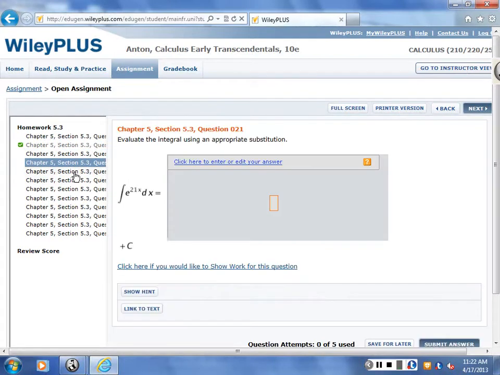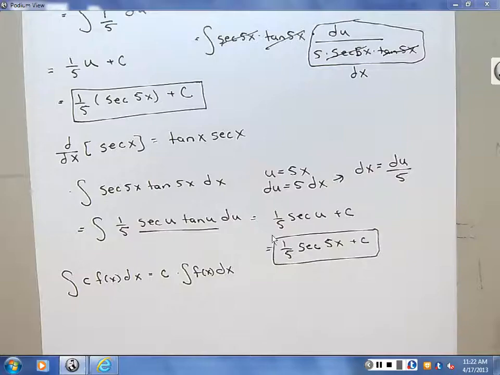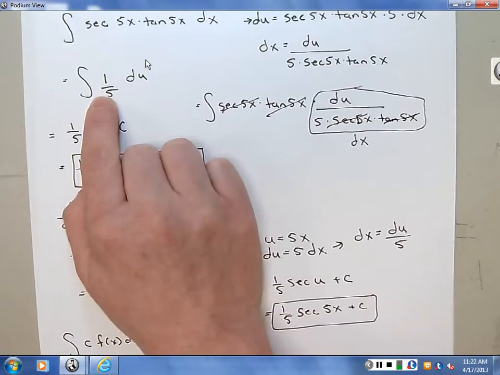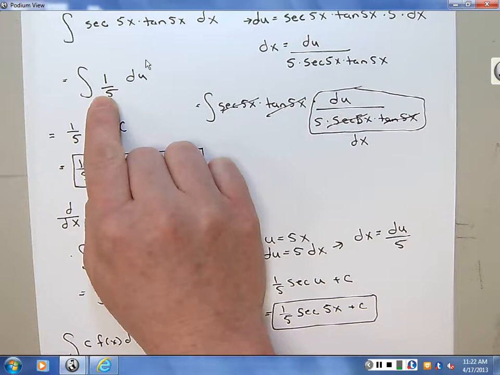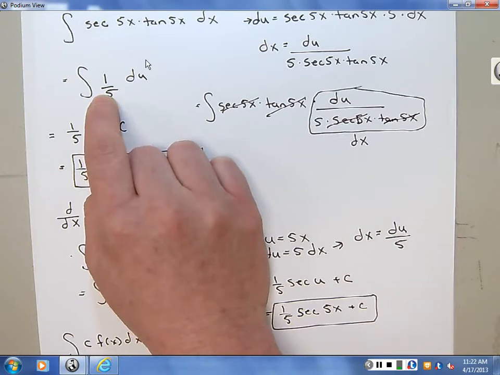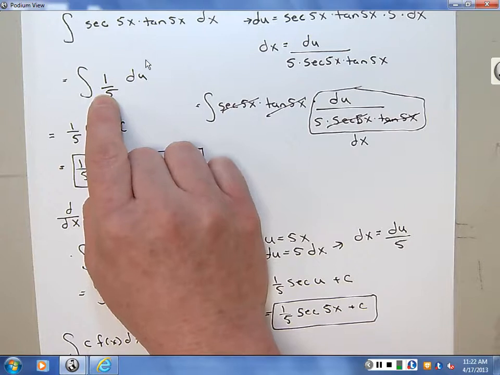You went from 1/5 du to just 1/5 u. Here? Yeah, I integrate 1/5. What's the integral of 1 with respect to u? U. What's the integral of 5 with respect to x? 5x. The integral of a fifth with respect to x would be 1/5 x. The integral of a constant with respect to x is that constant times x.